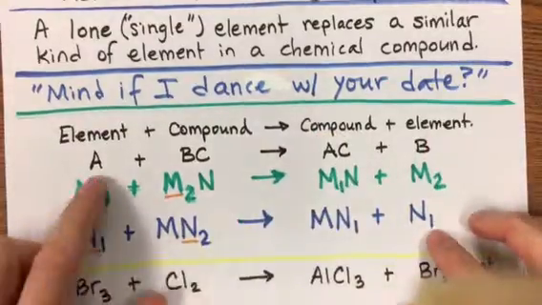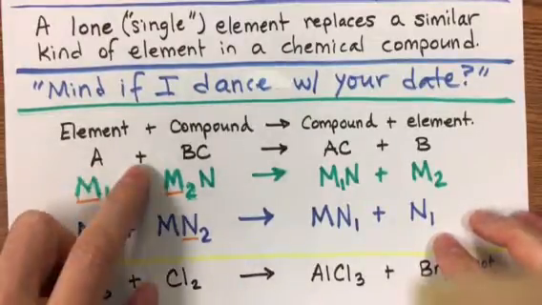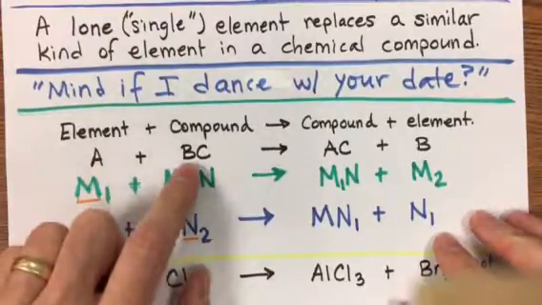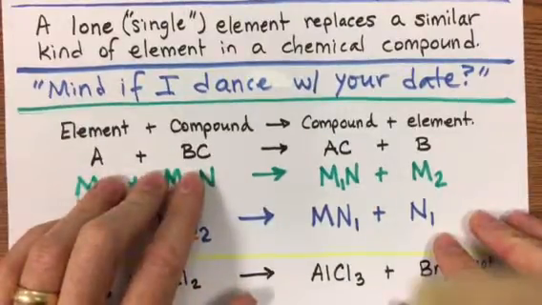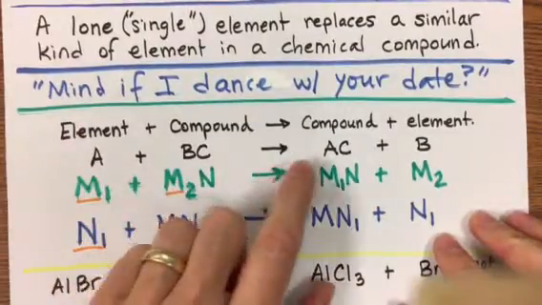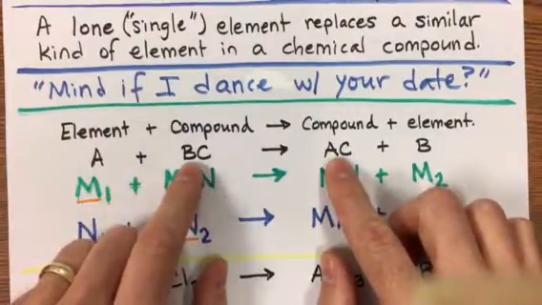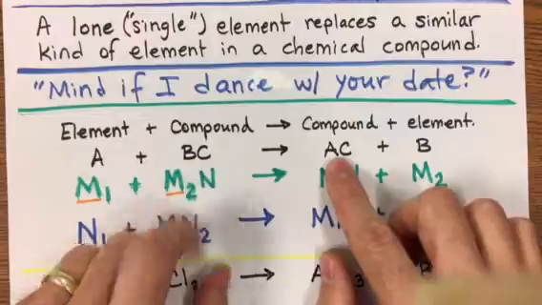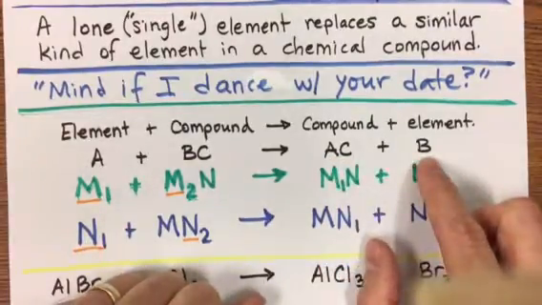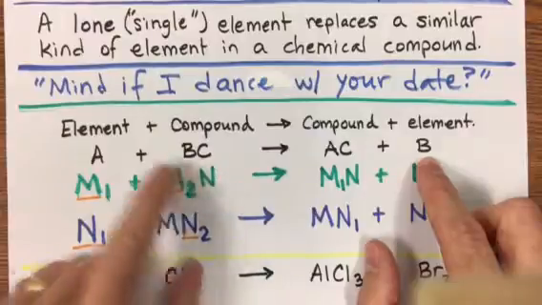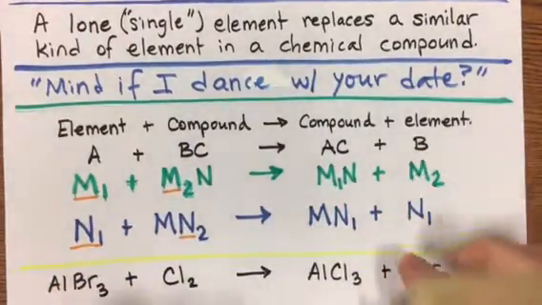So it's going to look something like this. Element A, and it can be any element, and compound BC are there in the reactants of the reaction. The reaction takes place, and now A has taken B's place in the compound. Now A is joined with C, and B is by itself. Mind if I dance with your date? A is now dancing with C, and B is over here standing by himself.